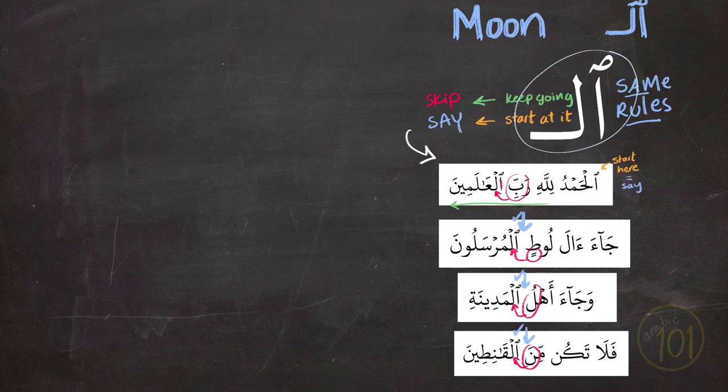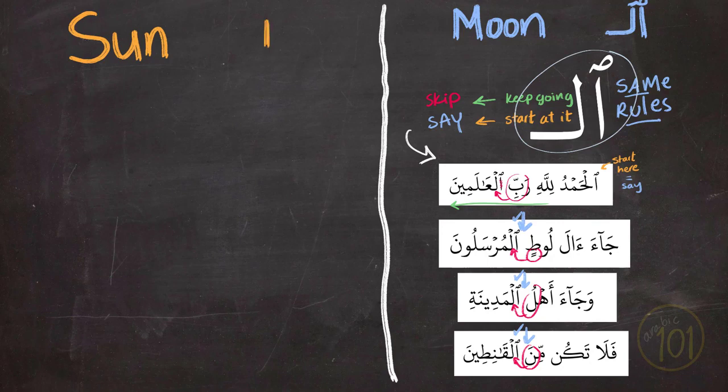And I would say المرسلون، المدينة، القانطين. However, there is another type of al, and that is called the sun al.